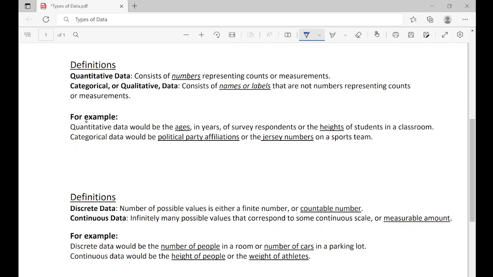Well, let's look at what quantitative data is. Quantitative data would be something like the ages in years of people you surveyed, or the heights of students in some random classroom. Categorical data or qualitative data would be a political party affiliation or jersey numbers on a sports team. Names or labels, not specifically numbers representing counts or measurements. Quantitative is what would be numbers that represent counts or measurements, whereas categorical and qualitative is just names or labels.